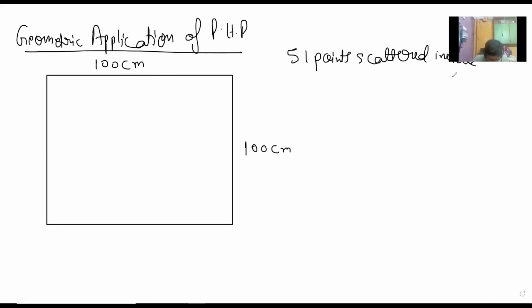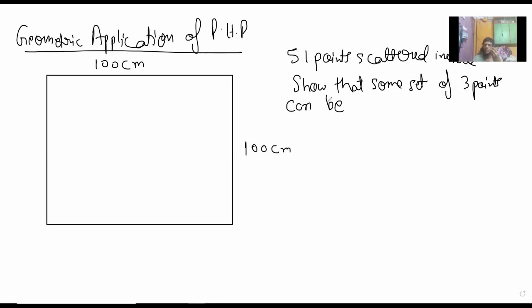So we want to show that some set of 3 points can be covered by a square with side 20 centimeter. So again, 3 points will be close enough in that sense, can be covered by a square of 20 centimeter.